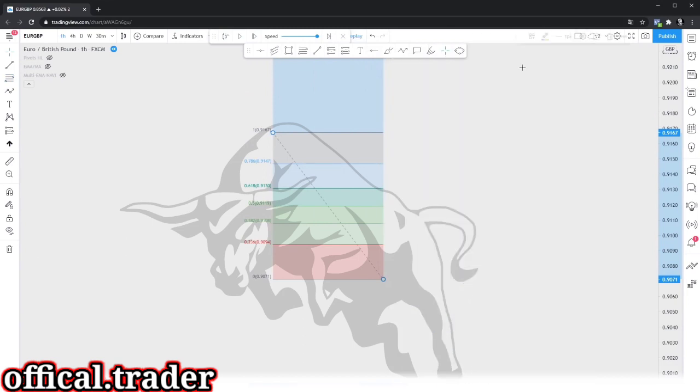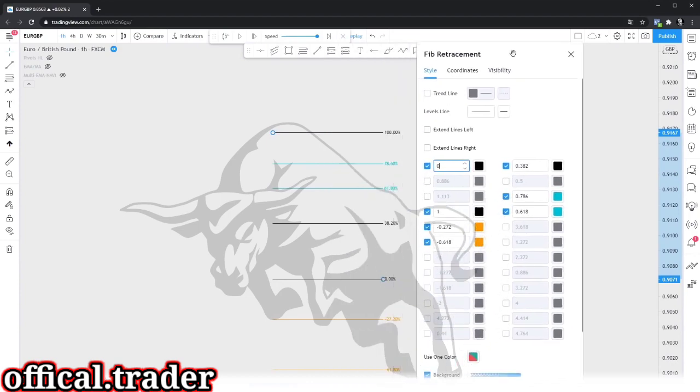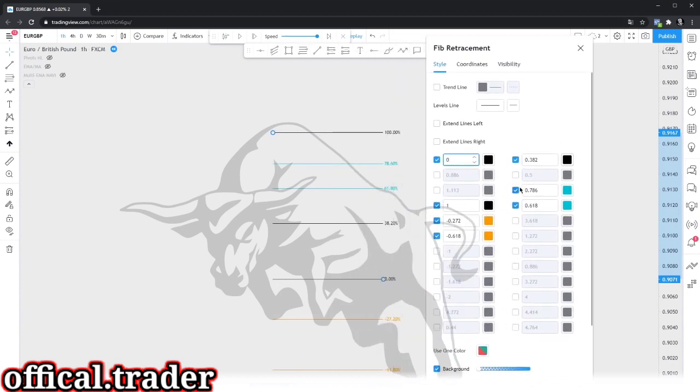So what we need to do now is put on the right numbers. In order to do that, I will show you our Fibonacci tool. Click on my settings and we'll leave this on so you can take a screenshot or do whatever you like.